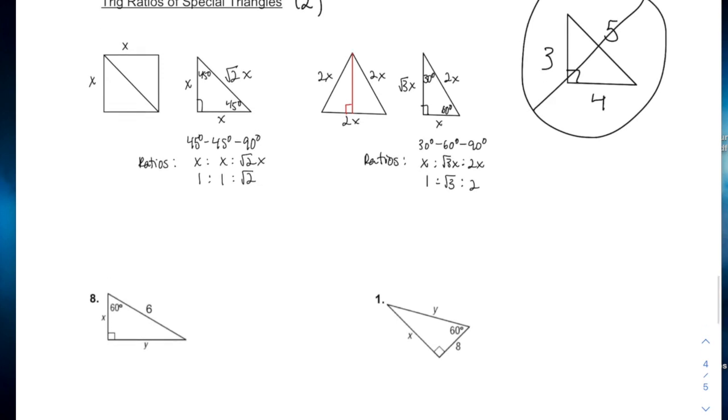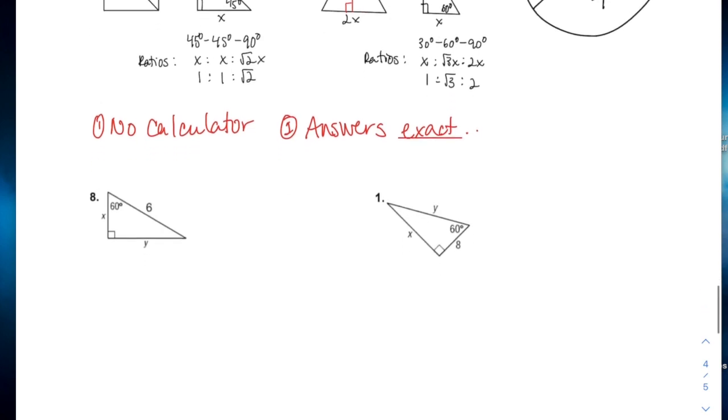Well, when we're given a special triangle and asked to find the trig ratios, there are two things. Number one, we're not supposed to use a calculator for these. And number two, our answers need to be exact. Exact meaning no decimals, and we can do that if we have a special triangle.